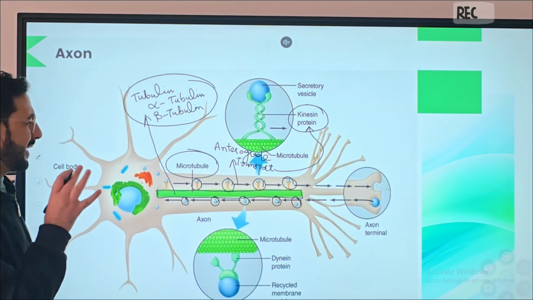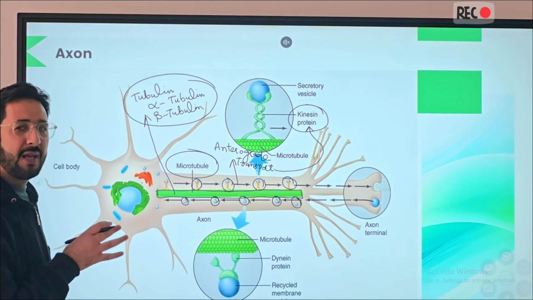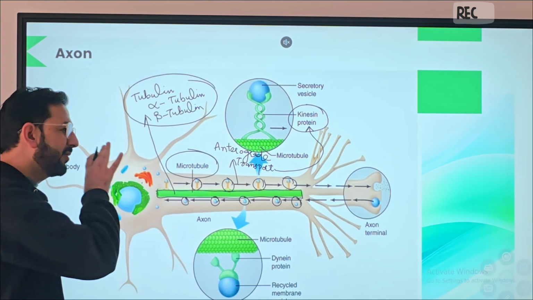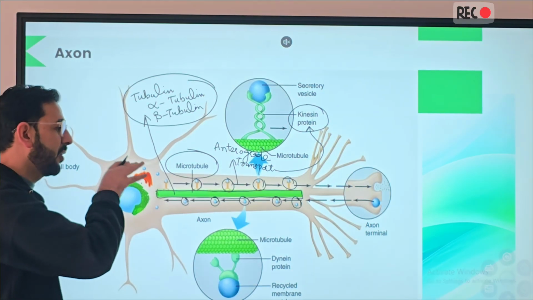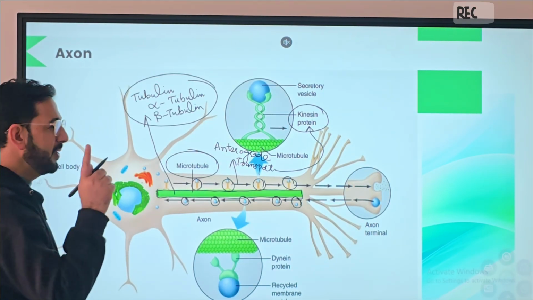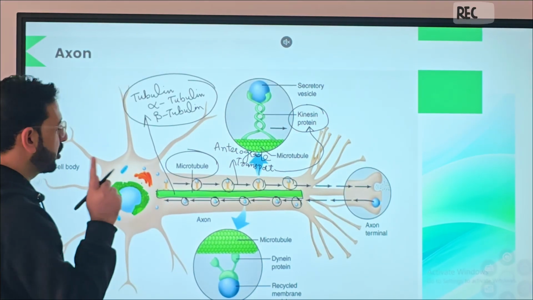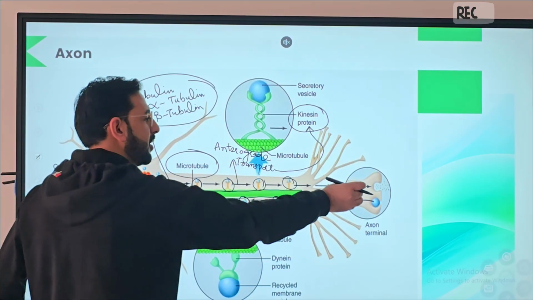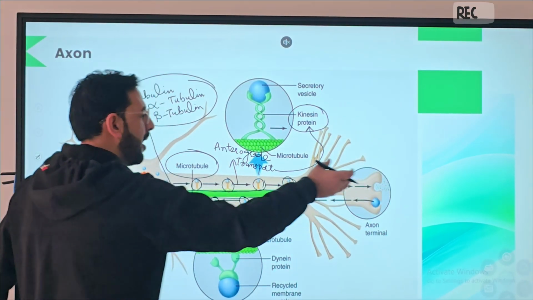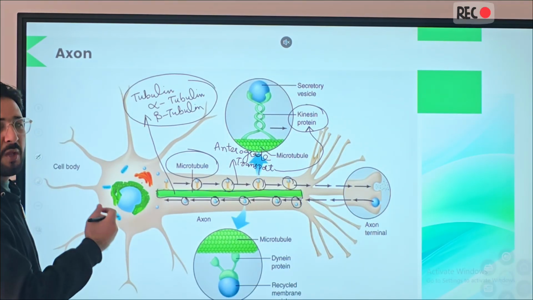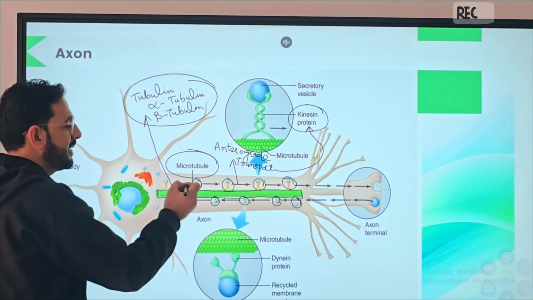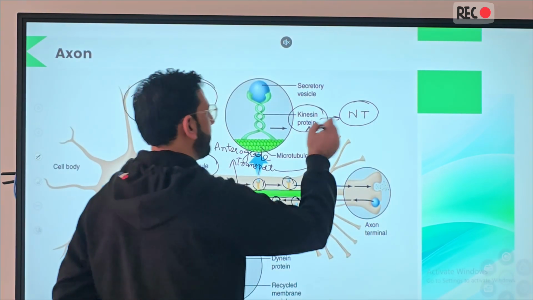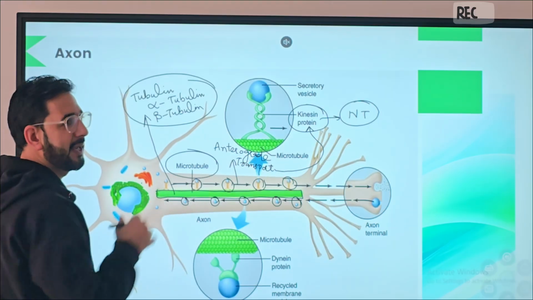Now, what type of substances can be transported from the cell body down the axon to the axon terminal? The first important thing that I've already told you is the neurotransmitters. The neurotransmitters will be secreted from the neuron at the axon terminal, but they are synthesized here in the cell body. So from the cell body to the axon terminal, these neurotransmitters will be transported by means of kinesin.